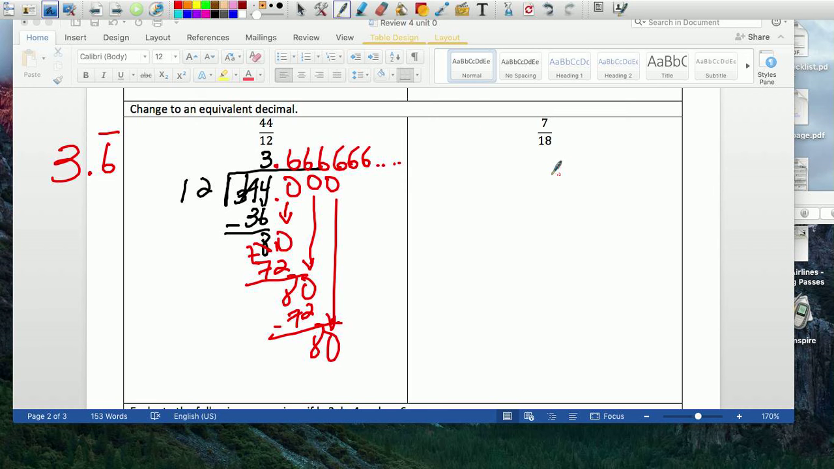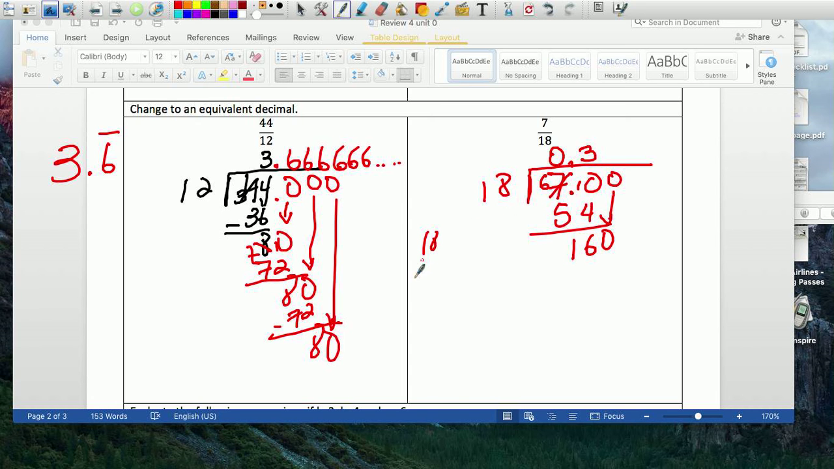Okay. 7 divided by 18. 0. 7. 18 does not go into 7. 18 goes into 70 3 times. 3 times 18 is 54. 10 minus 4 is 6. 6 minus 5 is 1. Let's add a 0. Bring it down. 18 goes into 160. I have no idea. 7, 8. 18 times 8, don't guess. 144 plus 18 is 162. So 8 times seems to be the answer.